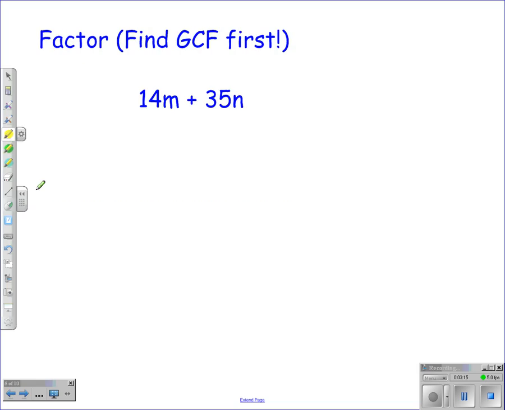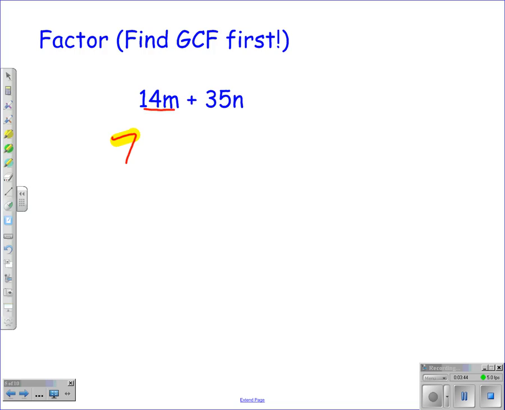Let's find the greatest common factor in this problem. When you look for the common factor, you are looking at the numbers. You have 14 and 35. Think about what number will divide into both of them. What number is a factor of both 14 and 35? And we want the biggest one. 7 is the largest number that goes into both of them.